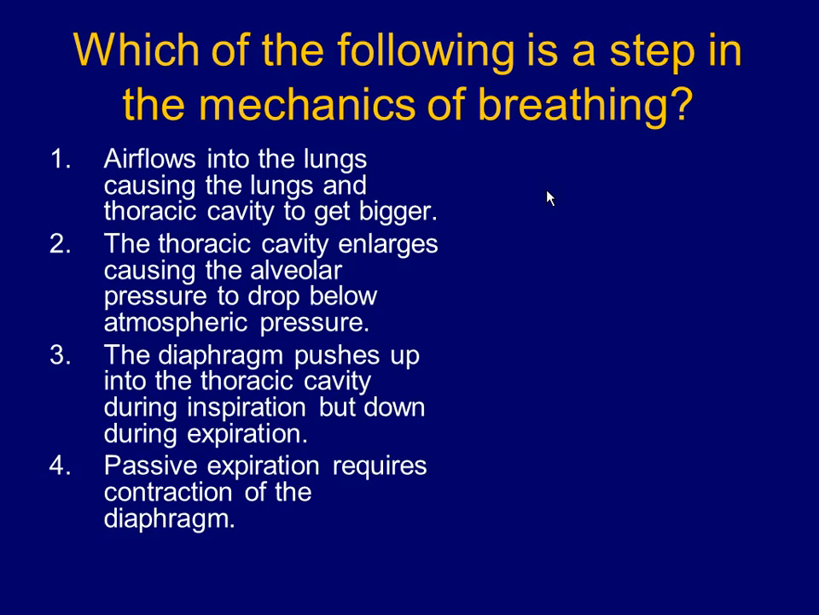Number 2, thoracic cavity enlarges, causing the alveolar pressure to drop below the atmospheric pressure. That looks pretty true, right? Your thoracic cage gets bigger, the pressure drops in the lungs, and the air blows in. So it looks like number 2 is the right answer, but double check 3 and 4.